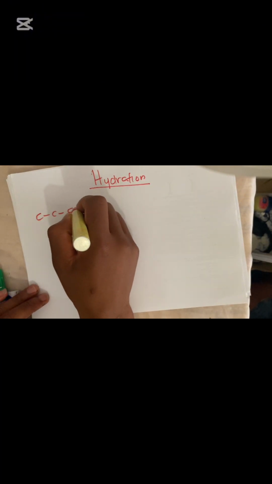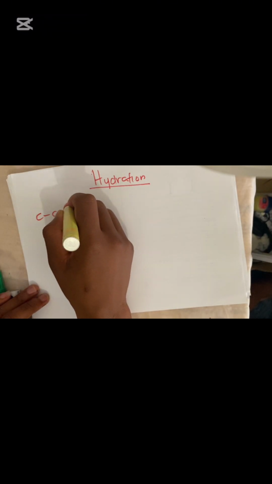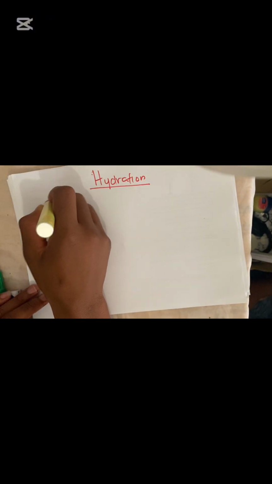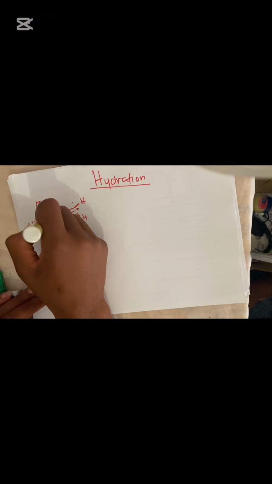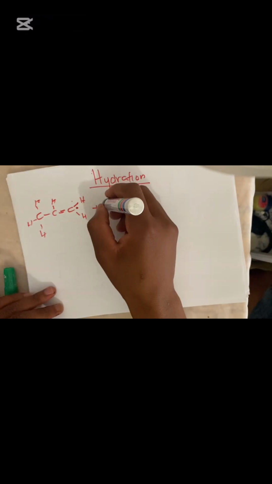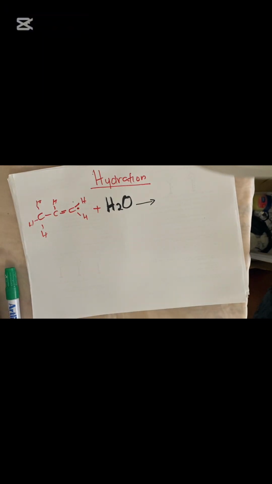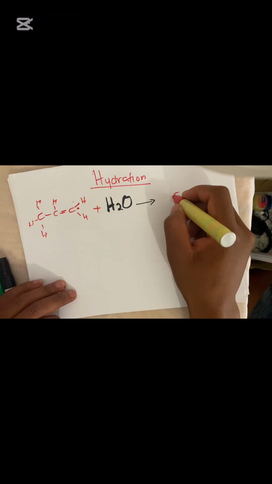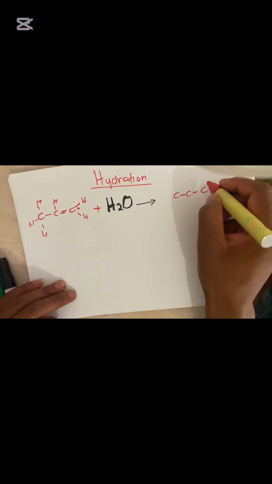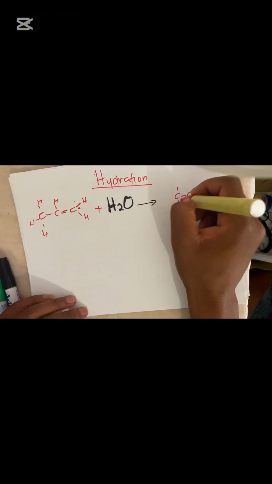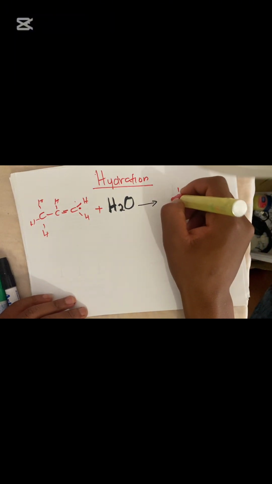Let's have this one, carbons 1, 2, 3, and then a double bond. Then we have this hydrogen, and then this hydrogen. It will be hydrated. Hydration is the reaction with H2O, and this one will form 1, 2, 3. Since this is addition, we are breaking the double bond. Every time in addition, we are breaking the double bond to make a single bond.